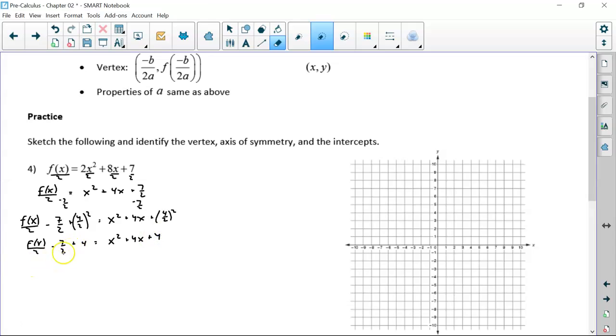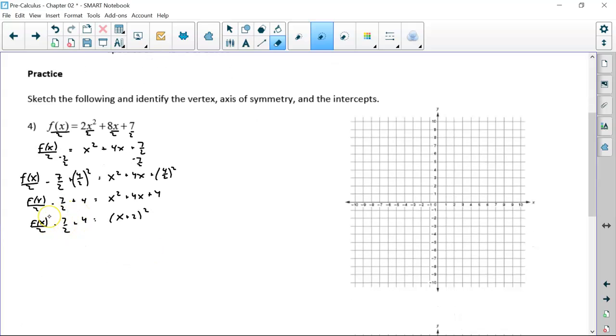So I don't really care about the fraction, so I have f of x over 2 minus 7 over 2 plus 4 equals, and when we factor, we get x plus 2 squared. Now, we can't have all of that there, and I want to get rid of the fraction first. So I'm going to multiply each term, everything by 2. That's 4 terms. So I get f of x minus 7 plus 8 equals x plus 2 squared.